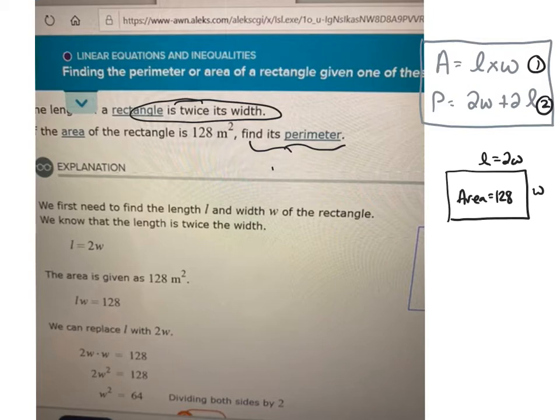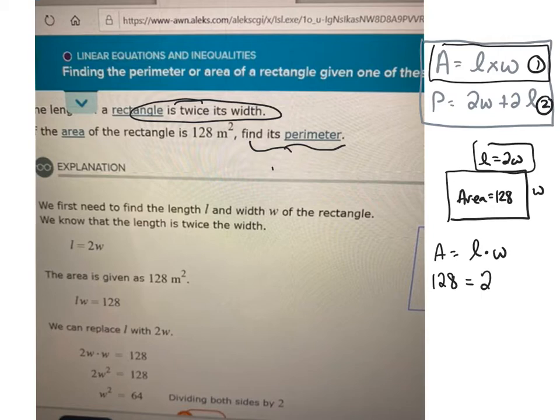So the equation they're doing is they're just using this first equation. They are saying that the area equals the length times the width, but area is 128. Length is, you could put L, but I only want to use one variable, so instead of L, I can just use 2W times the other width, which is W. So this L just becomes this 2W.